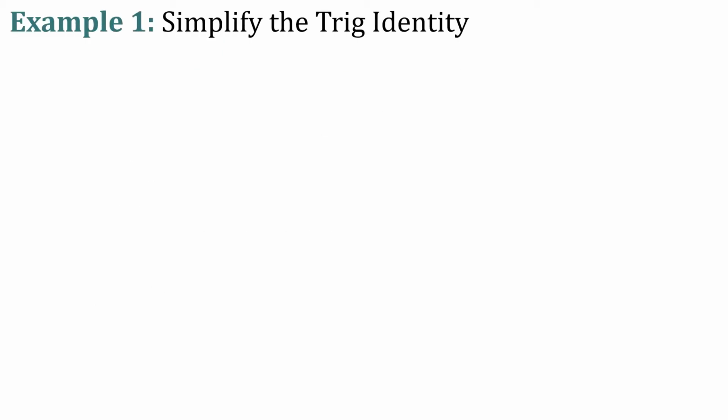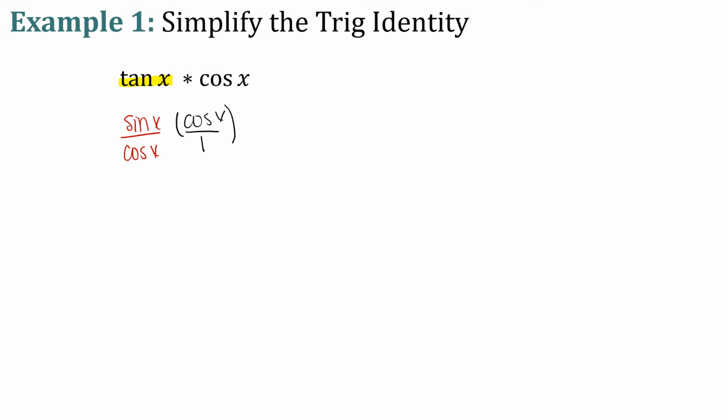So let's look at an example. We're going to simplify this trig identity: tangent x times cosine of x. Well, the first thing that we want to do is write everything in terms of sine and cosine. So that means that we want to rewrite tangent x because it's the only trig function present that's not in terms of sine or cosine. So tangent is sine x over cosine x, right? So now we need to bring down our cosine x.